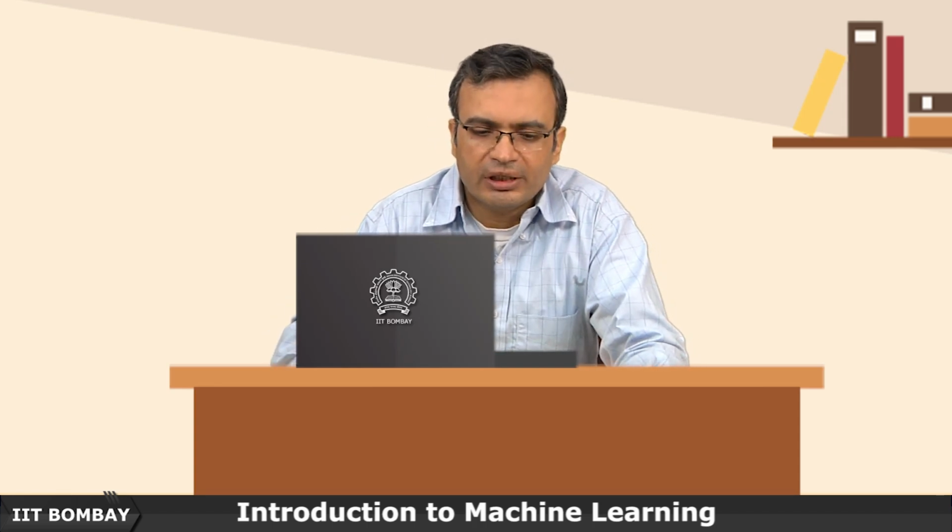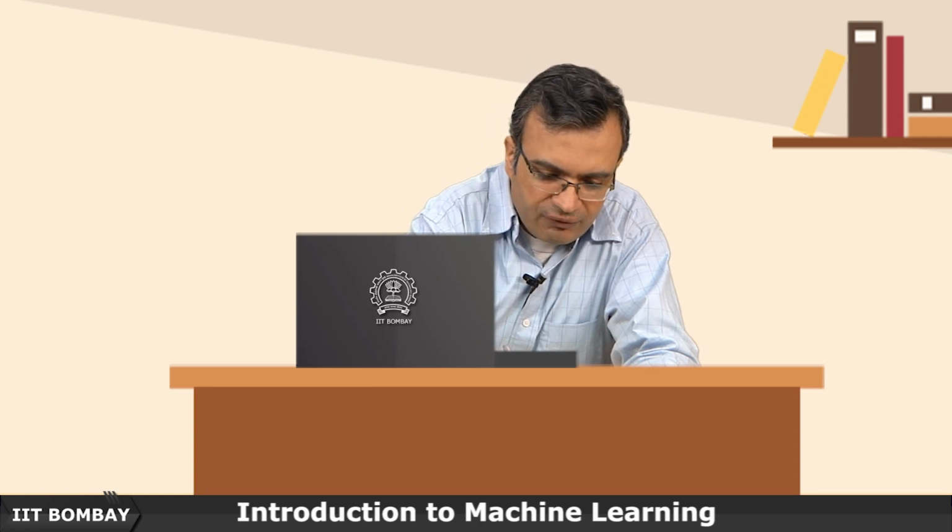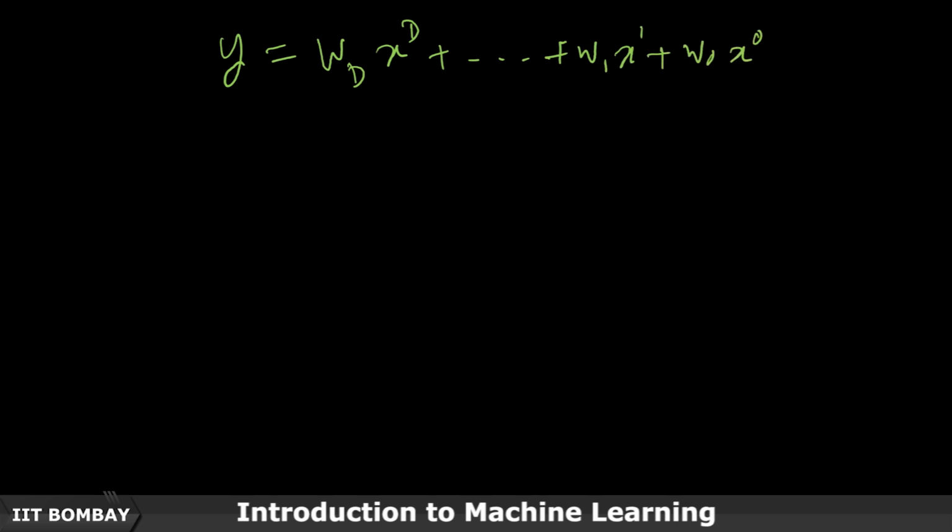So a polynomial is a good example. So let's say we have y is equal to wd x to the power d plus all the way up to w1 x to the power 1 plus w0, right. So let's assume that we have y, which is a polynomial, and it is wd x to the power d plus all the way up to w1 x to the power 1 plus w0 x to the power 0, which is just a constant w0.